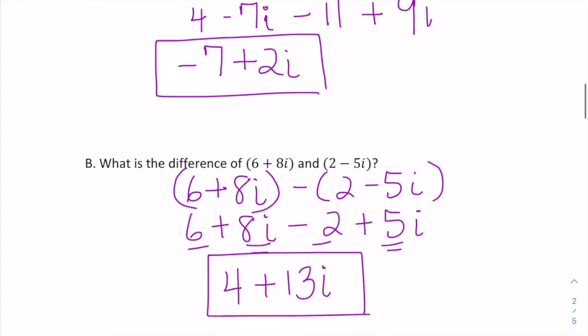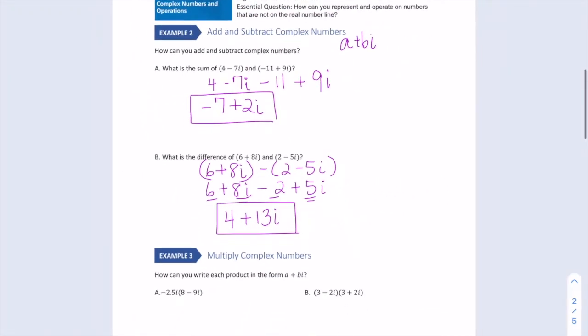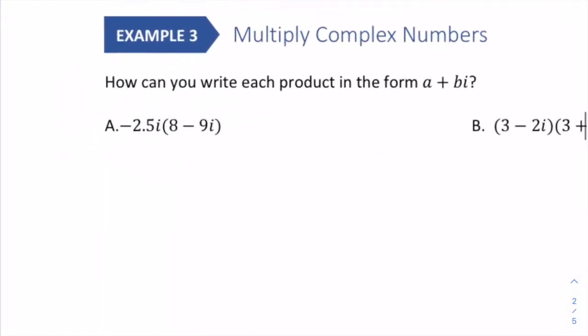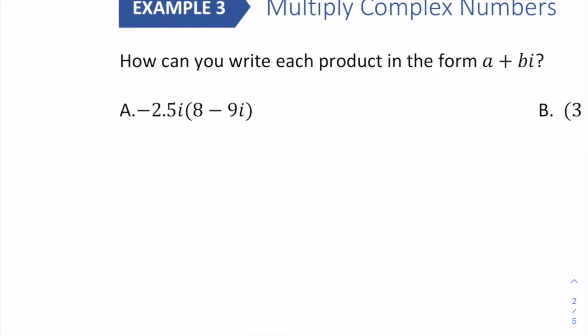So we can add and subtract, but we try to keep all the real numbers with the real numbers and the imaginary numbers with the imaginary numbers. We can multiply complex numbers. So when we have something like this where it's negative 2.5i, we're going to have to distribute the 2.5i and make sure we multiply it with each term.